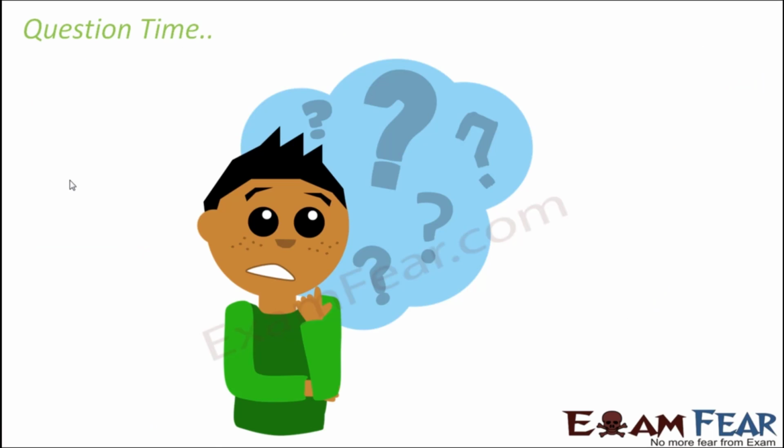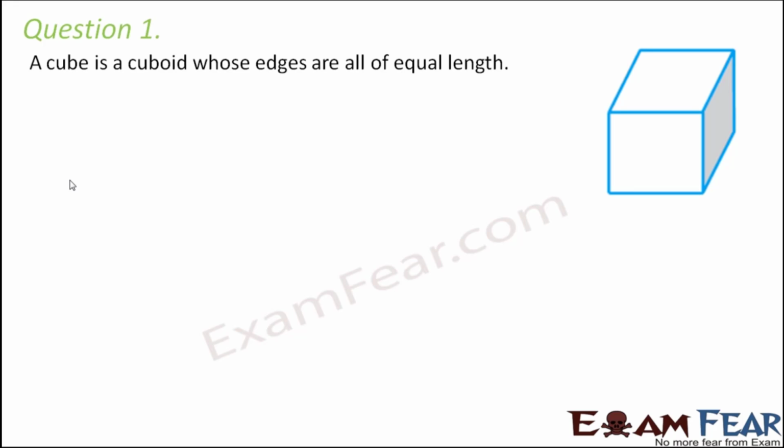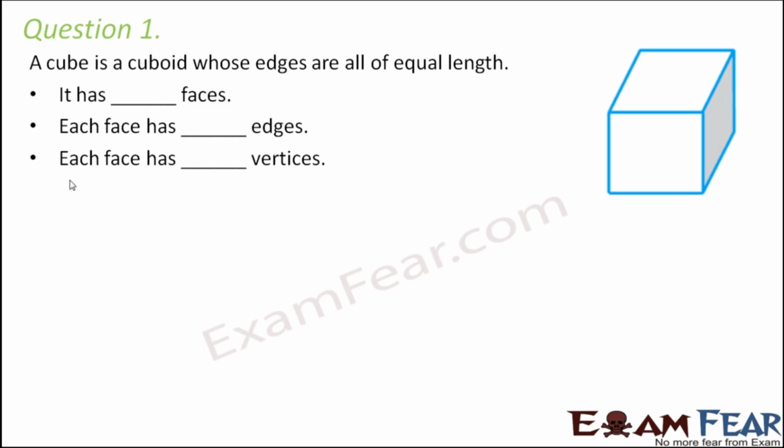So based on this basic knowledge of 3-dimensional shapes, let us try some questions. Question number 1. A cube is a cuboid whose edges are all of equal length. So the only difference between a cube and a cuboid is that the faces in a cuboid are rectangles, but the faces in a cube are squares. So when all the faces are squares, that means all the edges will be of equal length. So you have to tell how many faces, edges and vertices are there in a cube.